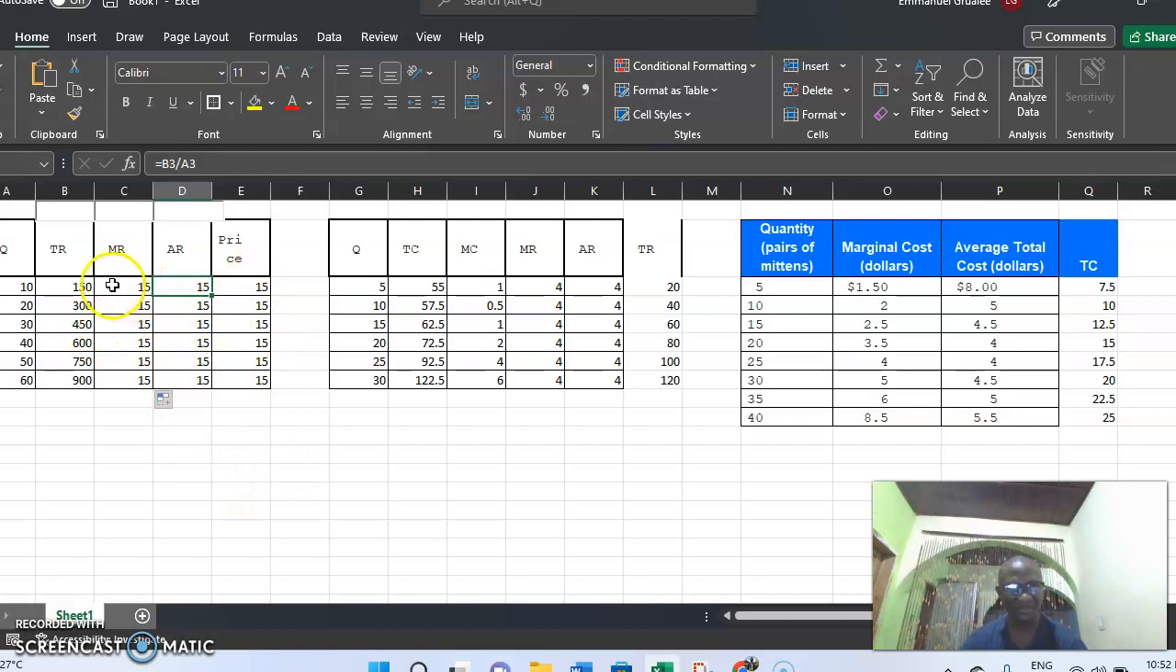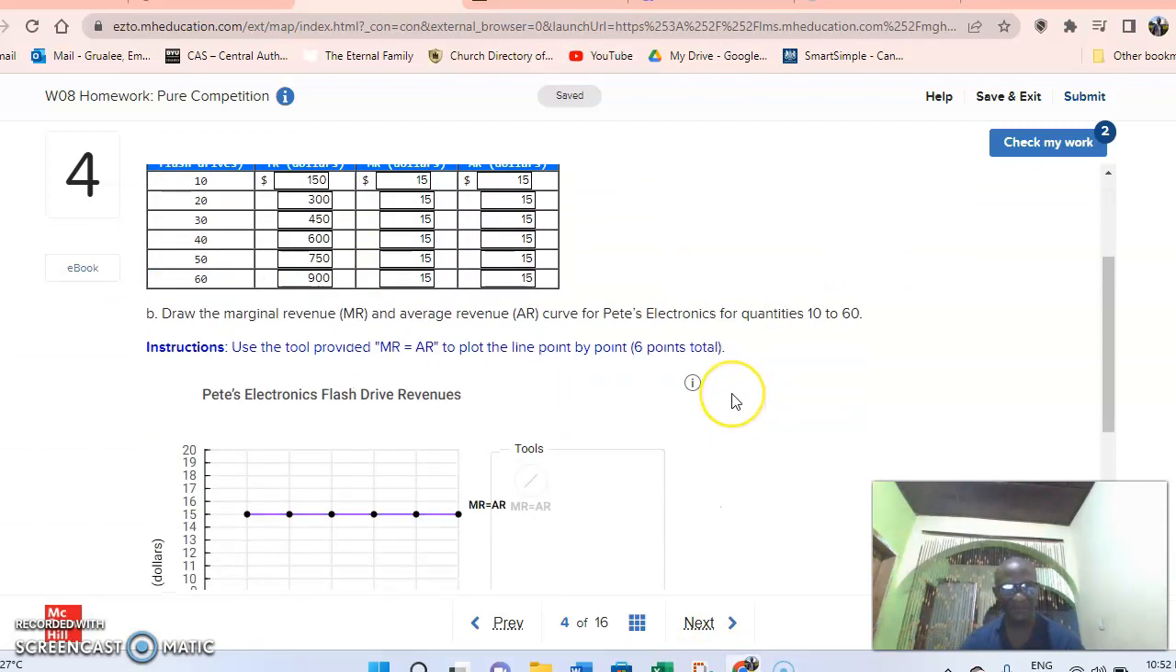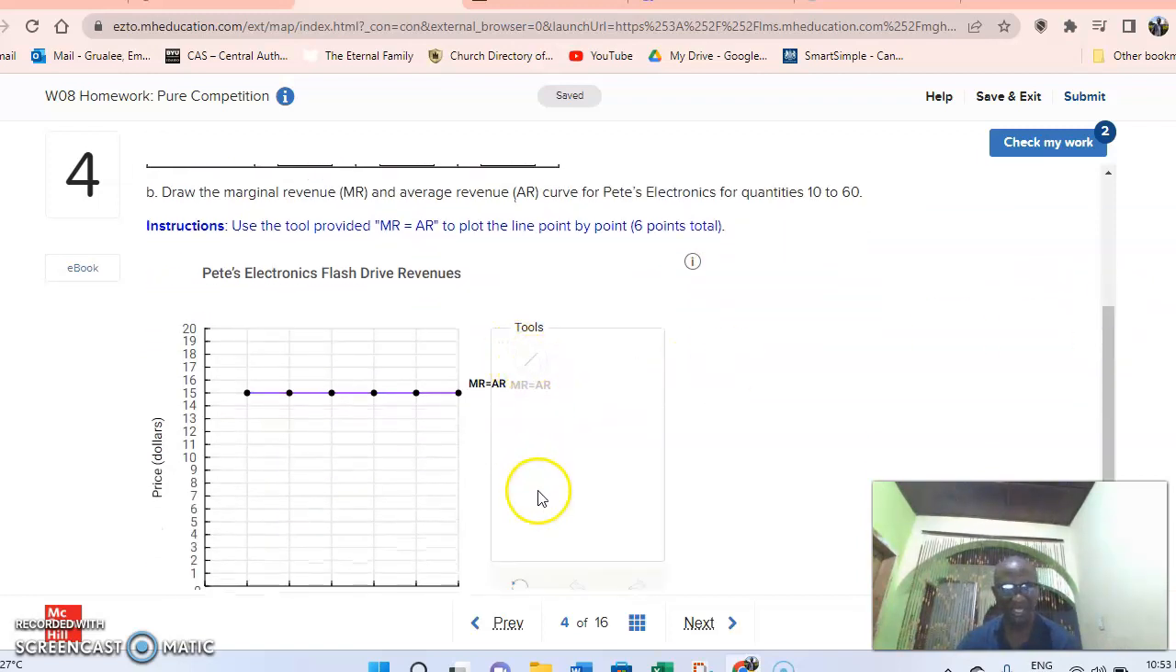Then you take your answer from here and put it into your worksheet right here. That's how I solved it. Then you have some questions to answer. You should know that marginal revenue is equal to average revenue. So wherever you see marginal revenue, that's average revenue. So they give you this to plug in.